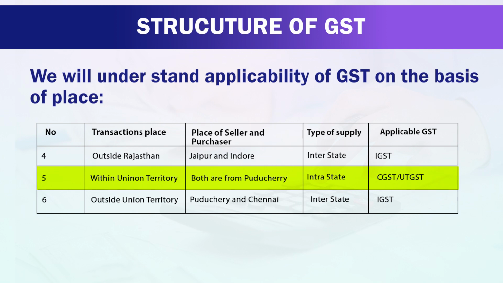Then another illustration is within a Union Territory, both are from Pondicherry, that is also intrastate, CGST and UTGST are to be applied. Sixth case is outside the Union Territory, Pondicherry and Chennai, that is interstate supply, so IGST is applicable.